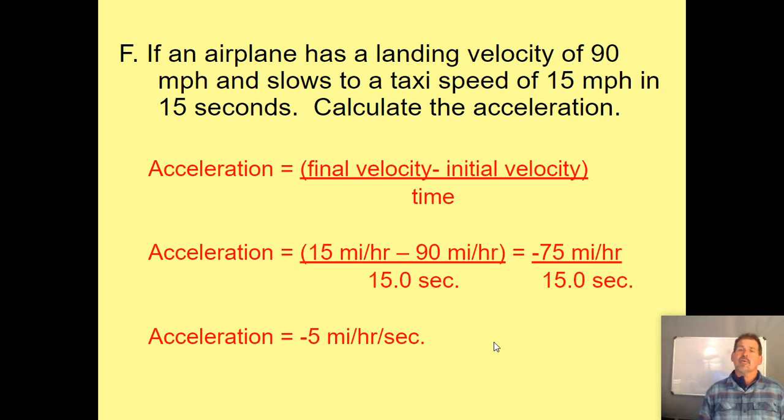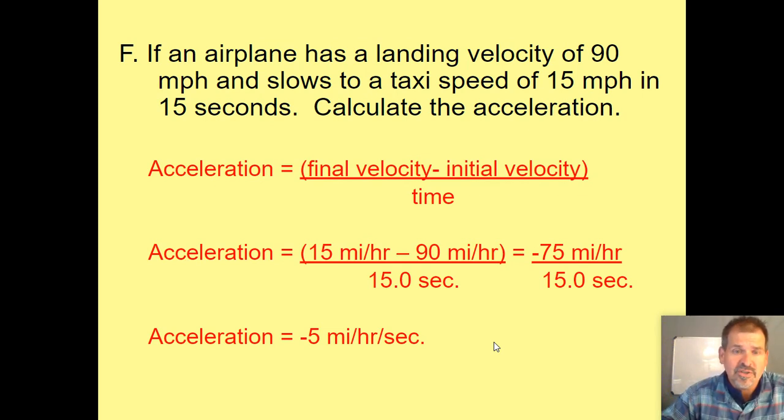Okay, so now let's take a look at what happens when we're slowing down. If an airplane has a landing velocity of 90 miles per hour, so now that's the speed, 90 miles per hour. The velocity is a direction. And it slows to a taxiing speed. So after it lands, it pulls up to the airport, pulls up to the hangars for people to get out. We call that taxiing. So it has a landing speed of 90 miles per hour, slows to a taxi speed of 15 miles per hour in 15 seconds. Coming in at 90 miles per hour, lands, and then 15 seconds later, it's going 15 miles per hour.